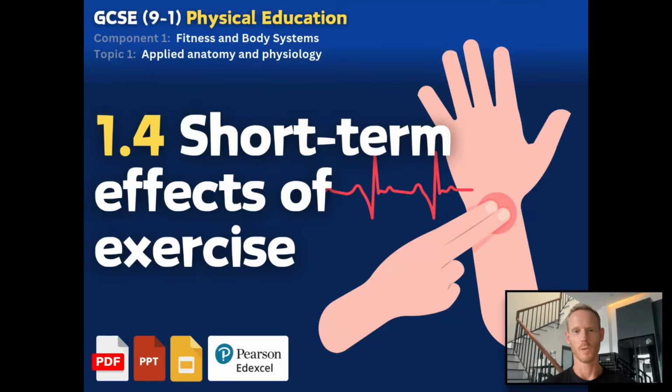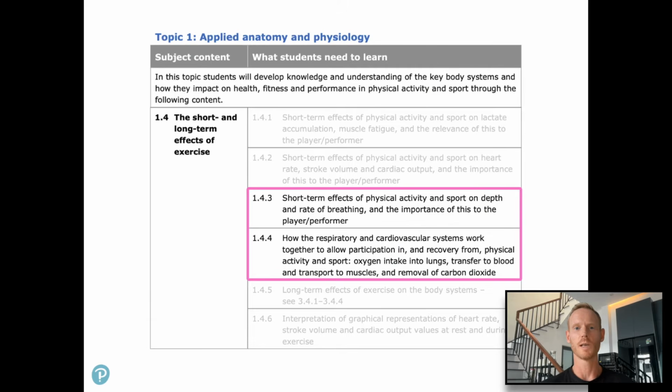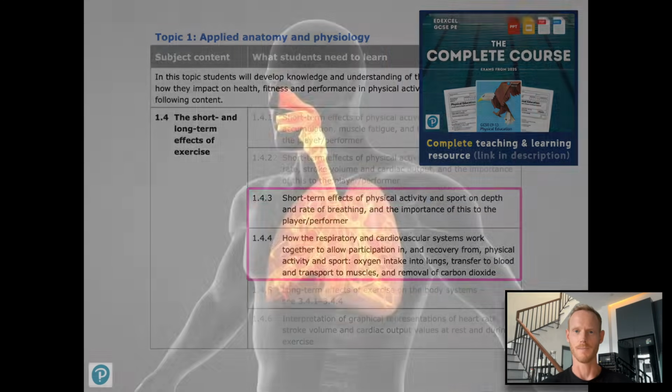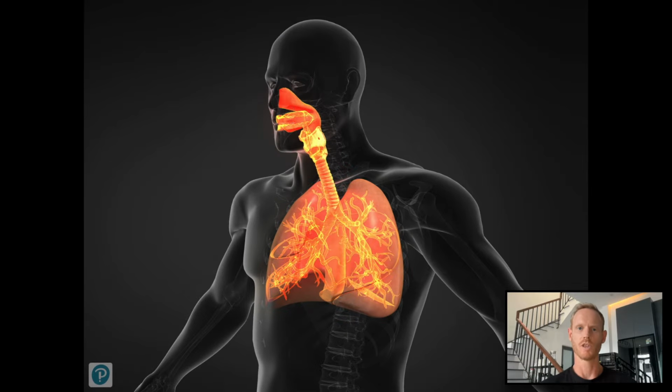Hello and welcome to another complete Edexcel GCSE PE lesson, where you'll learn absolutely everything you need to know on the third and fourth syllabus objectives in topic 1.4 on the short-term effects of exercise on the respiratory and cardiovascular systems. We'll begin with the immediate or short-term effects of exercise on the respiratory system.